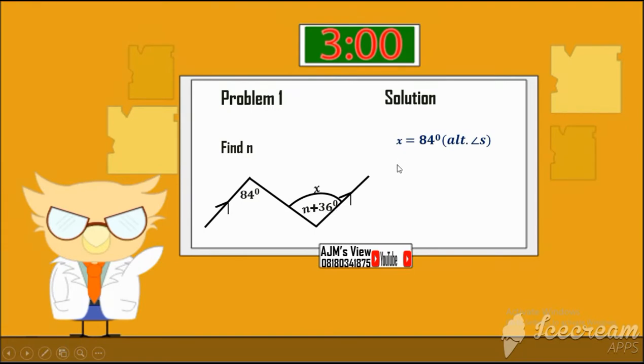So in my next step, I'm not going to repeat x, but I'm going to use n plus 36, which is equal to 84. Remember, we are not looking for x, we are to find n, but we are using this x to find n. So in this case, I have to collect like terms. If I do so, I have n equals 84 minus 36 degrees. So n finally equals 48 degrees. And that is what we are looking for.